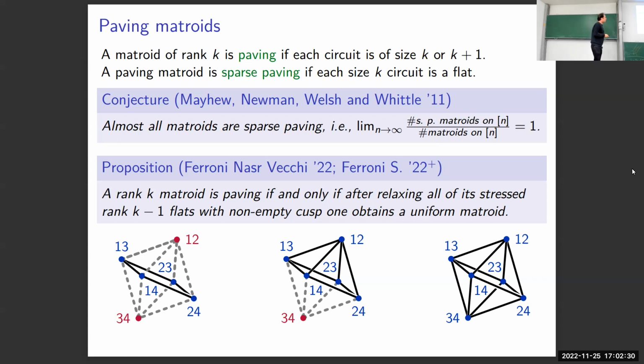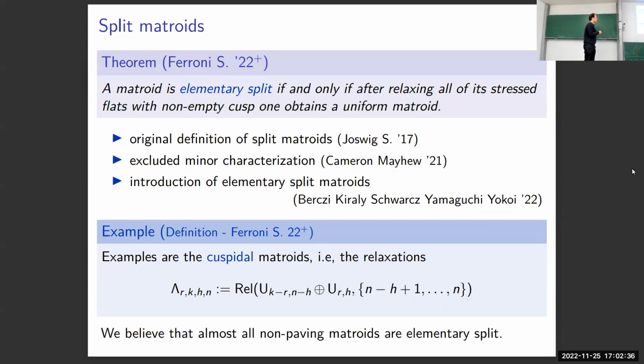matroid. Okay, so with this in mind, we can even generalize the concept and go to what we call elementary split matroids. So this is a theorem because they have a complicated definition, but for this purpose, we can take this as a definition. A matroid is elementary split if and only if, after relaxing all the stressed flats with non-empty cusps, so relaxation actually changes something, it gives you back the uniform matroid. So this is a nice large class of split matroids, and by the previous result, you see immediately that sparse or even paving matroids are a subclass.